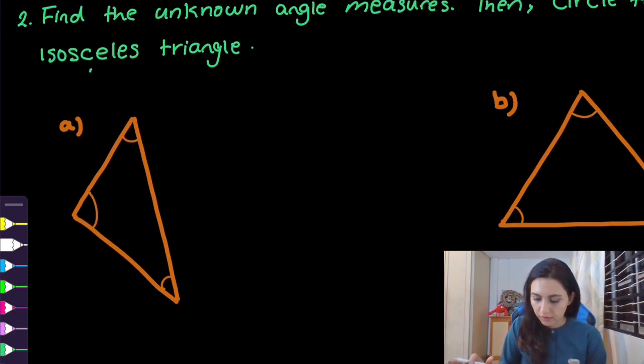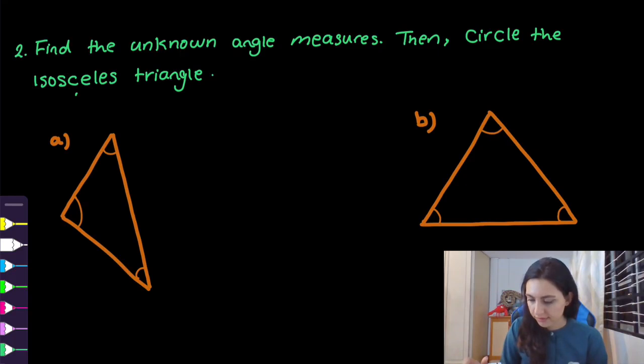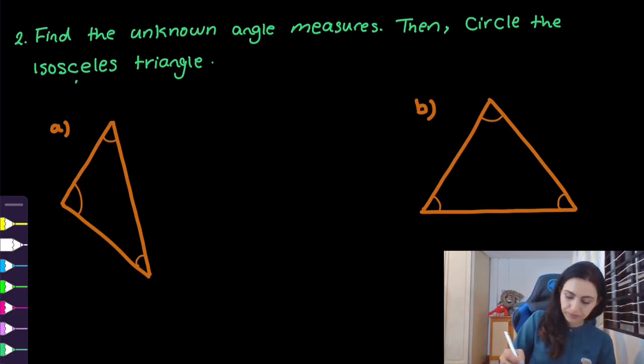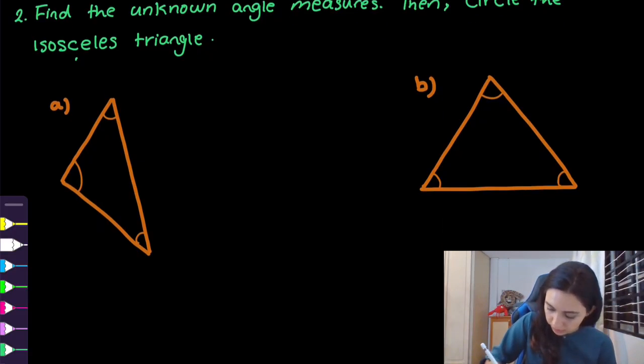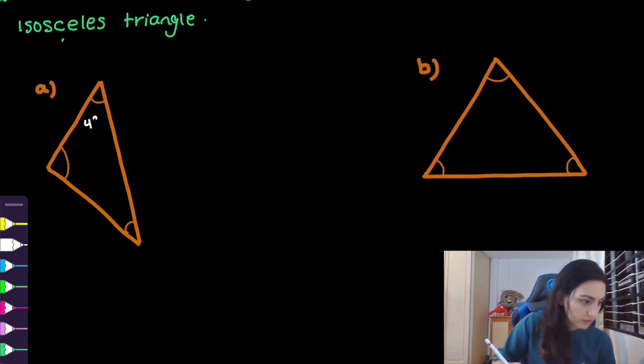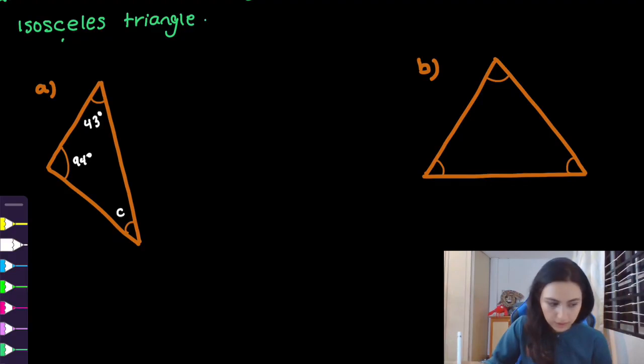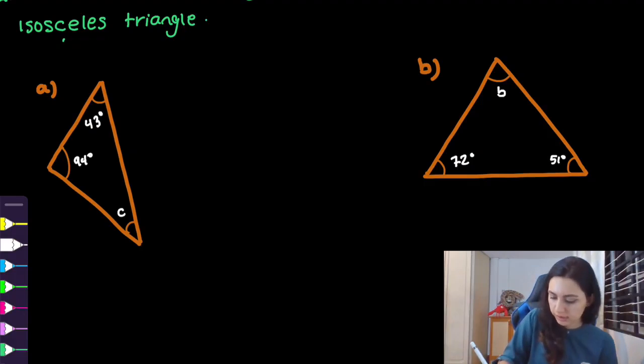Next question. Find the unknown angle measures, then circle the isosceles triangle. Same idea, same question, different triangle. So this one is 43 degrees, 94 degrees. The angle C is not given. And for B, I'm just going to put in the angles that are given in the question. So we can do the same thing. We say 94 degrees plus 43.